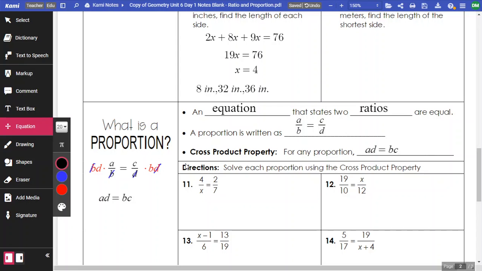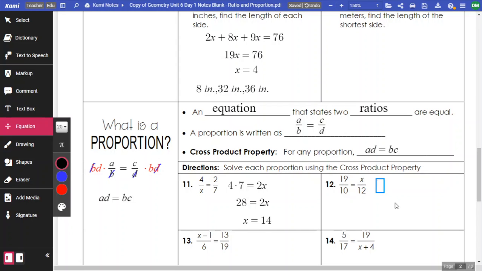If we look here, we want to solve each proportion using the cross product property. So that means we're looking at 4 times 7 being equal to 2x. Well, 4 times 7 is 28. And then we can divide both sides of this equation by 2 and get that x is equal to 14. And there's our answer. Okay, I'm going to have you do number 12. So what does x equal in number 12?